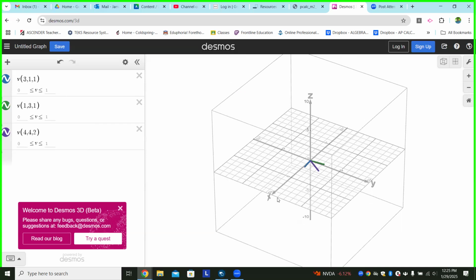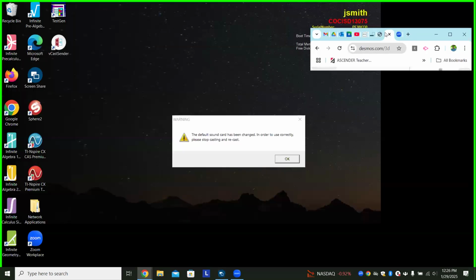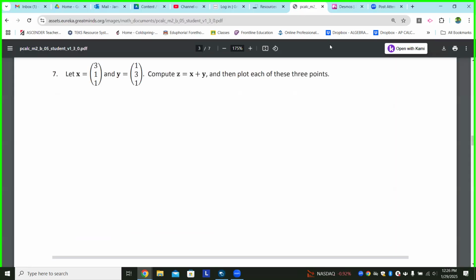Okay, do number 8. Good stuff. Do you know how to plot it? Ooh, do you want to try to plot it now on paper? Does it even say to? It does say to plot it. Let's try. It says to plot these three points.